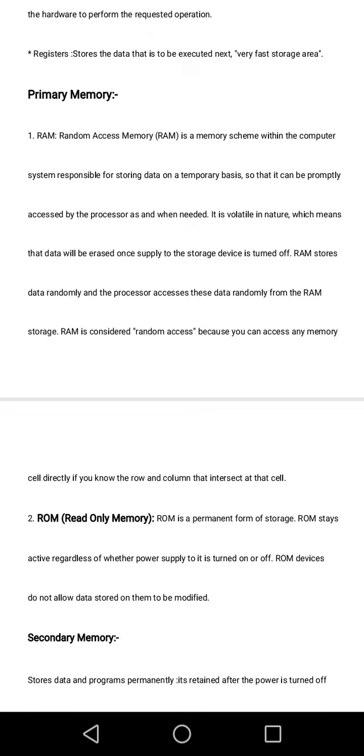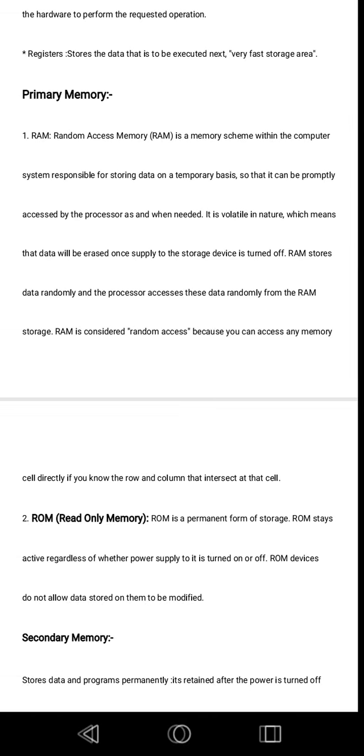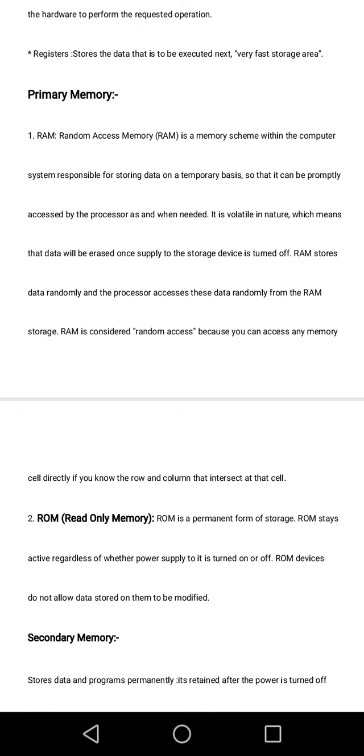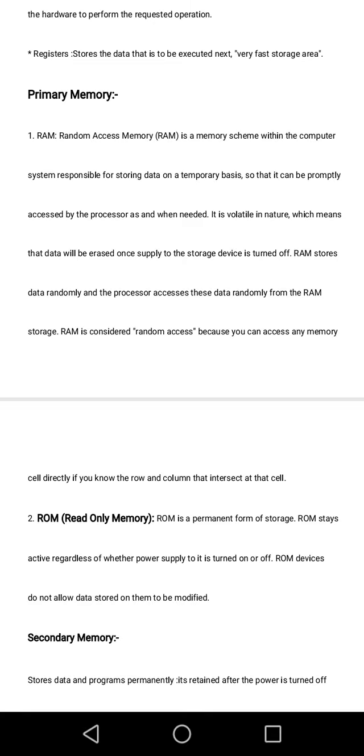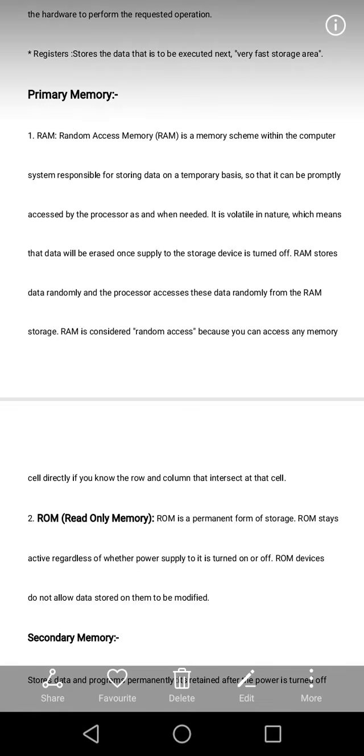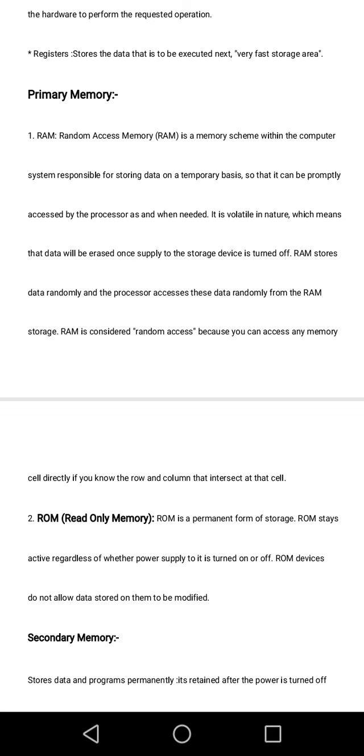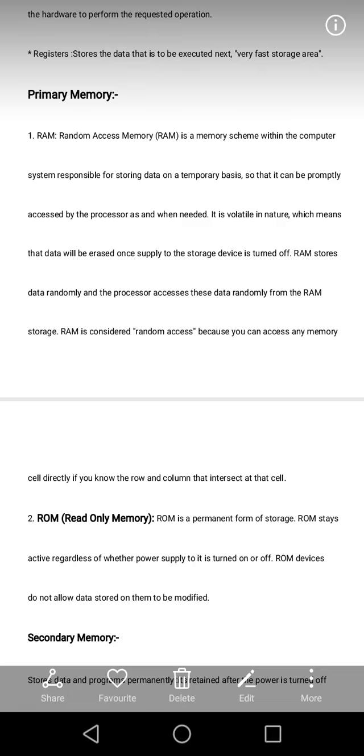And primary memory is categorized into two parts. First one is RAM and second one is ROM. Firstly, we discuss RAM, whose full form is random access memory. RAM is a memory seen within the computer system responsible for storing data on a temporary basis so that it can be promptly accessed by the processor as and when needed. It is volatile in nature, which means that data will be erased once supply to the storage device is turned off.